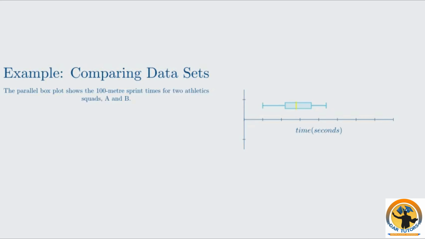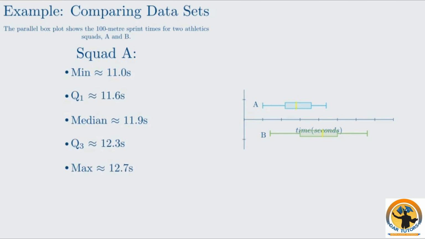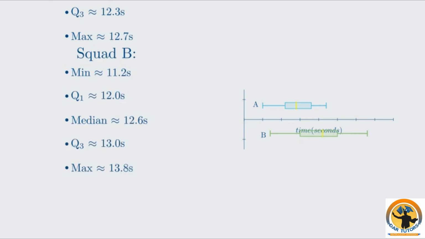Now let's explore a common type of problem where you must compare the means and standard deviations of 2 or more data sets. We're going to analyze the sprint times of 2 athletic squads, A and B, using their parallel box plots. First, let's estimate the 5-number summary for each squad. For squad A, we can estimate the minimum time to be 11.0 seconds, the first quartile Q1 to be 11.6 seconds, the median to be 11.9 seconds, the third quartile Q3 to be 12.3 seconds, and the maximum time to be 12.7 seconds. For squad B, we estimate the minimum at 11.2, Q1 at 12.0, the median at 12.6, Q3 at 13.0, and the maximum at 13.8 seconds.